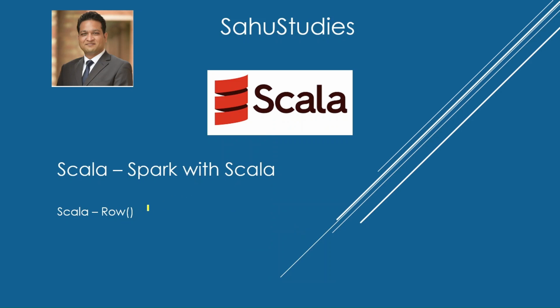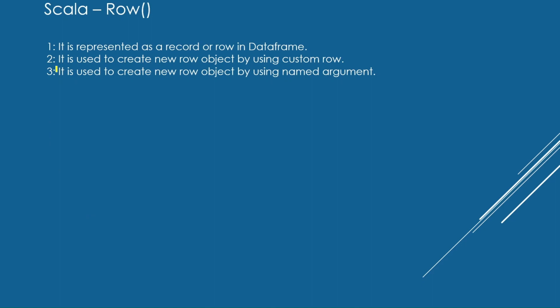In this video, we are going to discuss the Row function in Scala. Row is represented as a record or a row in a data frame. It is used to create a new row object by using custom row. It is used to create a new row object by using named argument.